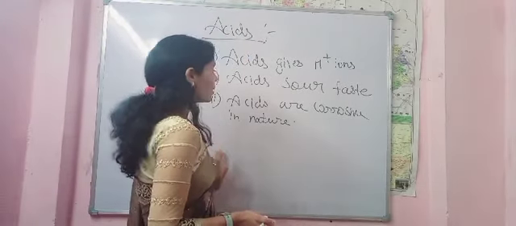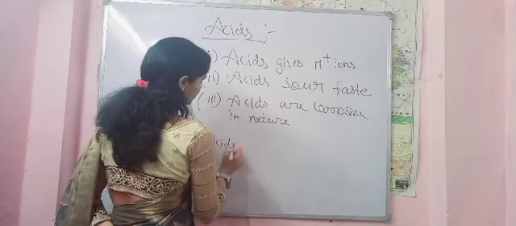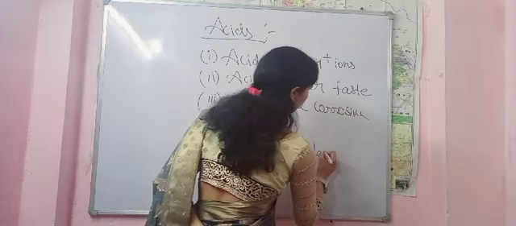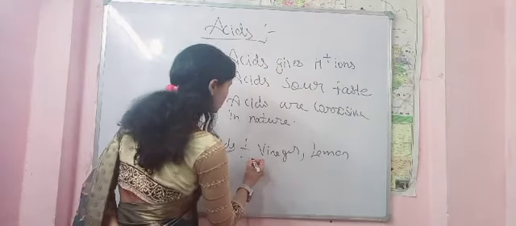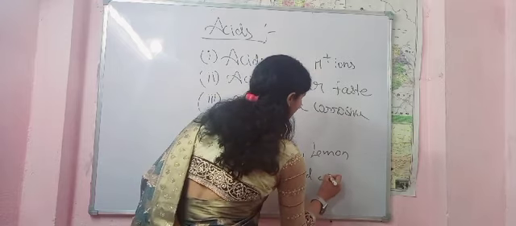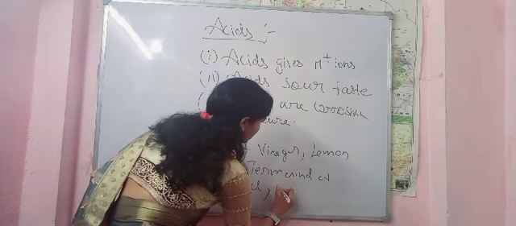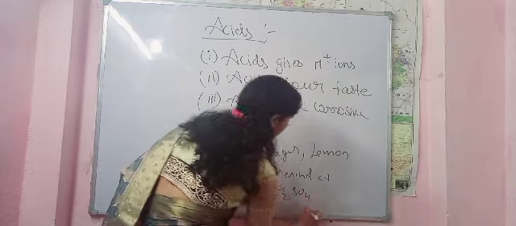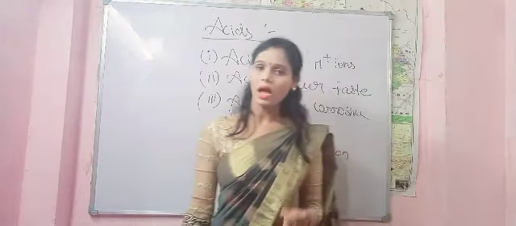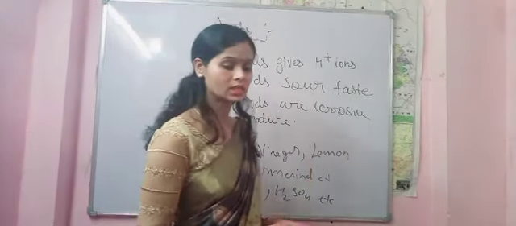Okay, let's talk about some examples of acids. Vinegar, lemon, they contain acids. Of course, tamarind. Also HCl, H2SO4, etc. So these are some examples which you have already heard. These examples are of acids.